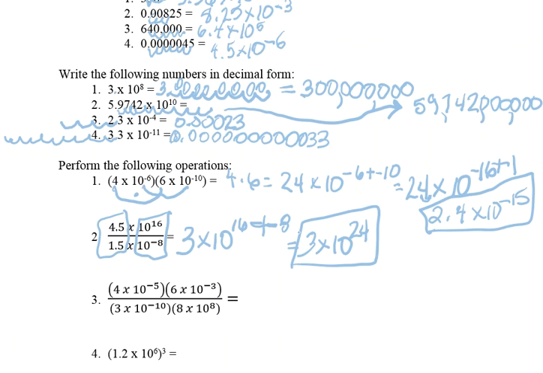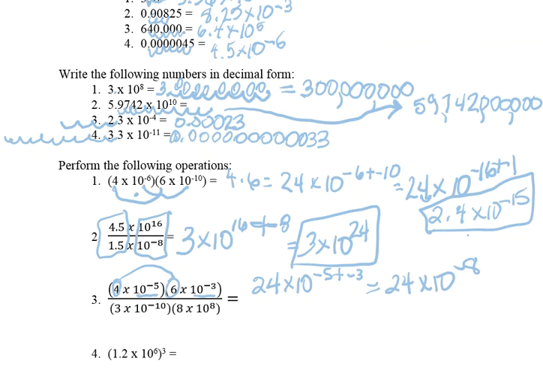Now 3 is actually putting together what we did in number 1 and number 2. We've got multiplication and division. So let's do the multiplication first and then we'll come back and do the division. So we're going to do 4 times 6 and get 24. We're going to take 10 to the negative 5 and 10 to the negative 3. Since I'm multiplying, I'm going to add exponents. So it's 24 times 10 to the negative 8.